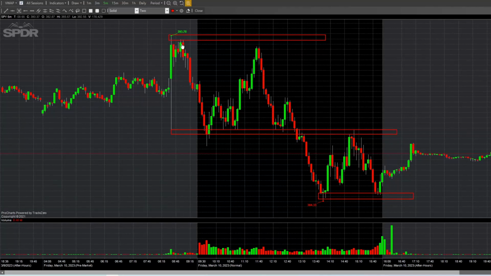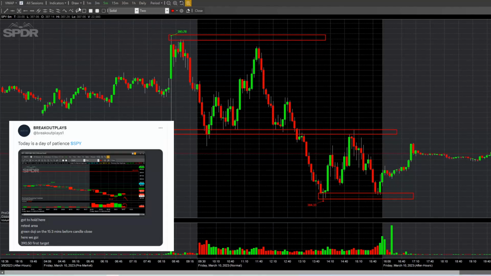So SPY opened up, we pulled to the pre-market low, we put in a reversal candle, what we like to look for as a reversal signal, and then we played it back up. So I put this on my Twitter, guys. I actually took this trade from this reversal from 388 to 390.50.